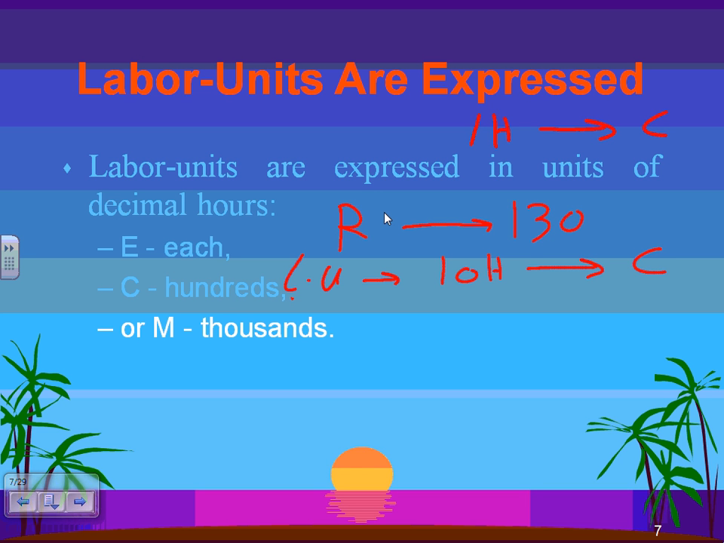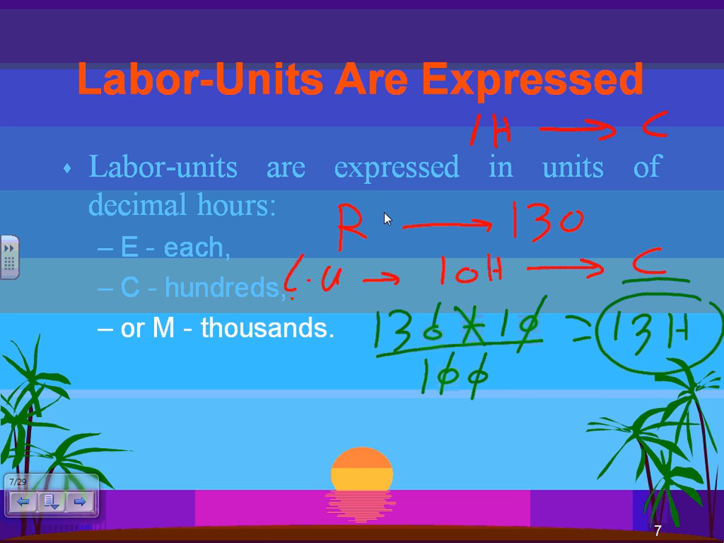Now when I'm going to do the math, let me use a grid. So how many hours will it take you to install the 130 receptacles? That's what I'm trying to do. So we take the 130, multiply by 10 hours, and what do you do next? Divide by 100. Why 100? Because that 100 is coming from the C. And that will give you 13 hours. So what I'm showing here is, to install 130 receptacles based on this labor unit, I need 13 hours. Does that make sense, guys?